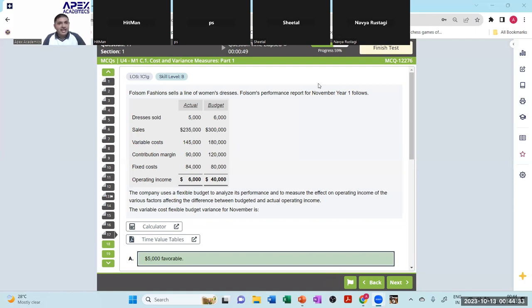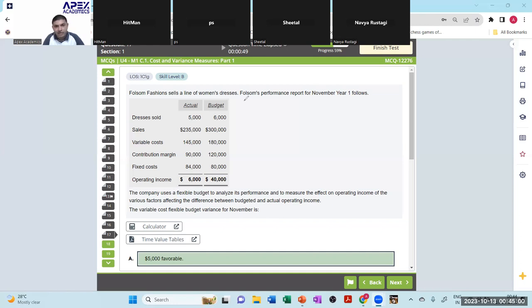Folsam Fashion sells a line of women's dresses. Folsam's performance report for November for year one was as follows. Dresses sold: budget is for 6,000, actual is for 5,000. Sales, variable cost, contribution, fixed cost, operating income. The company uses a flexible budget to analyze its performance and to measure the effect on operating income of the various factors affecting the difference between budgeted and actual. Variable cost, flexible budget variance.